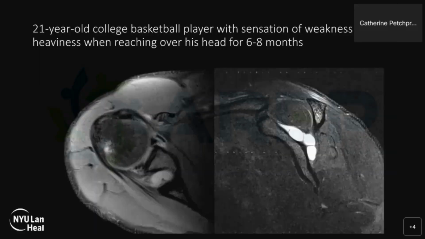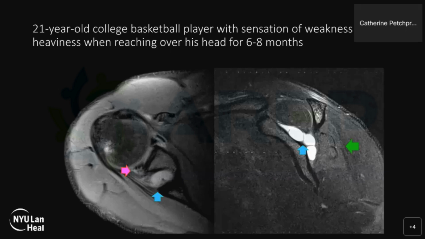This is a 21-year-old college basketball player who presented with a sensation of weakness and heaviness in the arm while reaching over his head. Axial sequence reveals a tear in the posterior superior labrum and a cyst in the region of the spinoglenoid notch. Sagittal oblique sequence reveals the craniocaudal extent of this cyst, dissecting down the spinoglenoid notch, as well as increased signal in the infraspinatus muscle, which corresponded with clinical exam findings of infraspinatus atrophy.